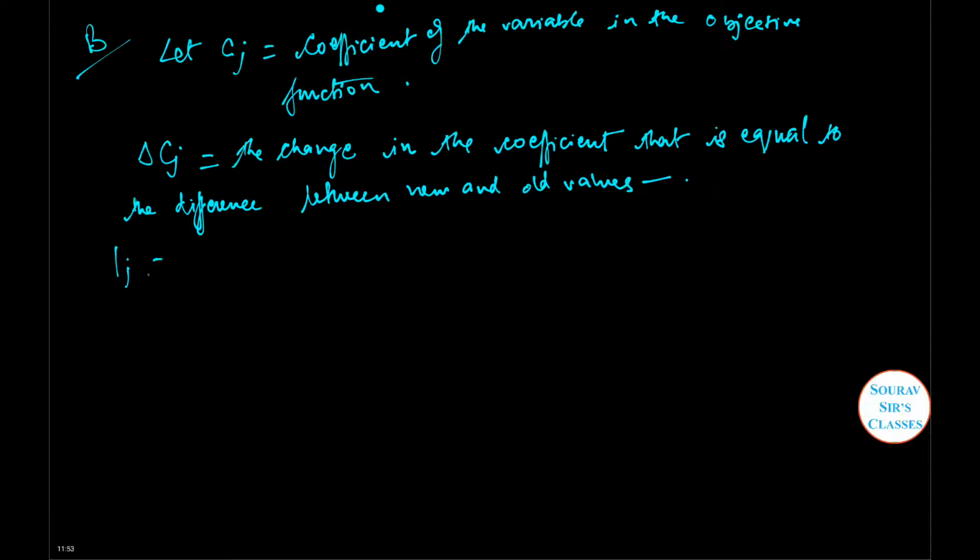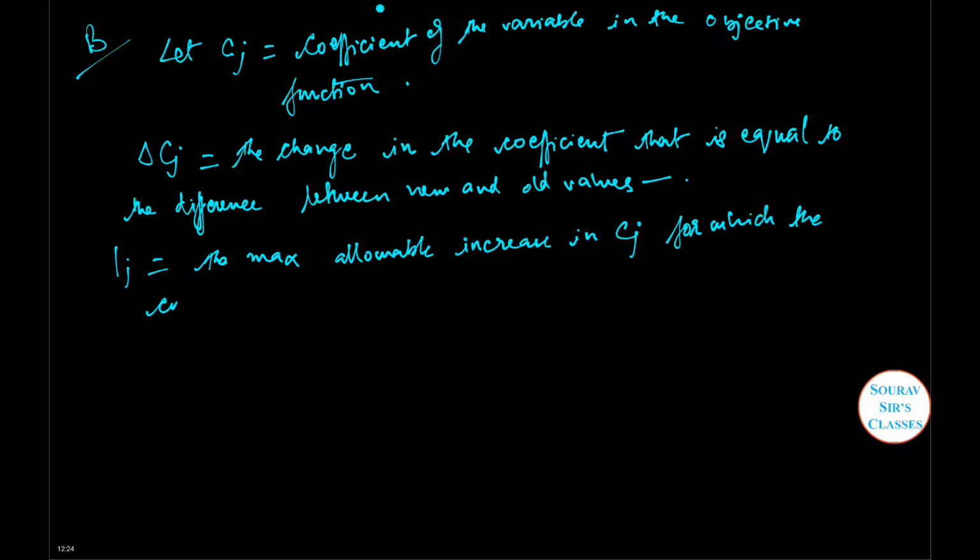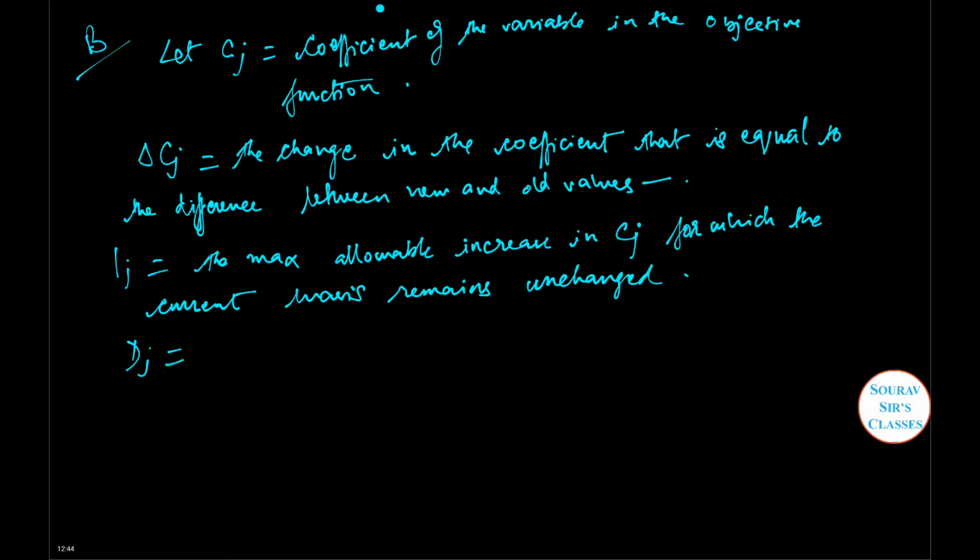Ij is equal to the maximum allowable increase in Cj for which the current basis remains unchanged, and dj is the maximum allowable decrease in Cj for which the current basis remains unchanged.